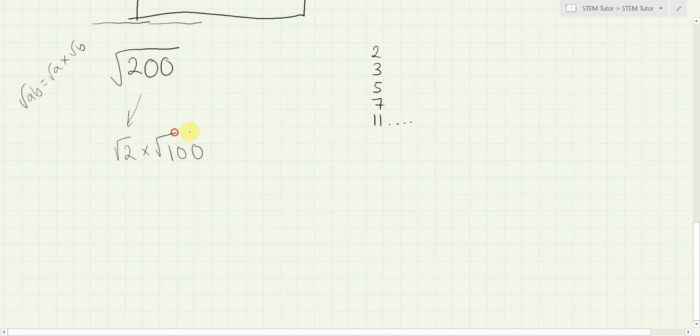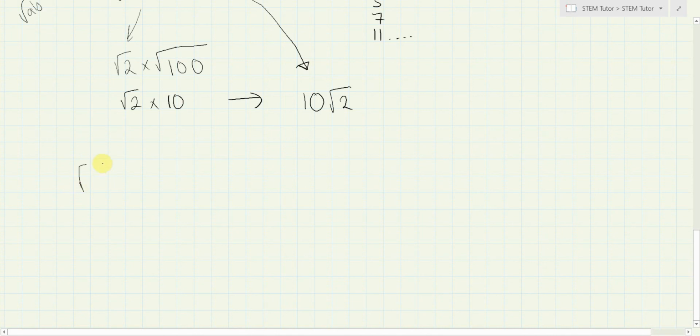Now we know that 100 is a square number, so therefore we would end up with root 2 multiplied by 10, which we generally write with the number first followed by the surd itself. So square root of 200 is simplified into 10 root 2.